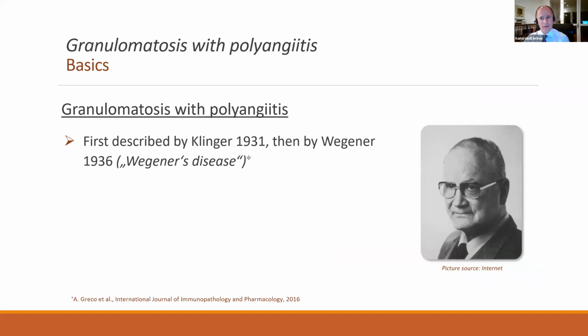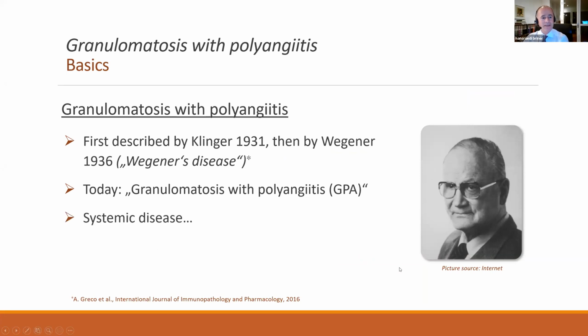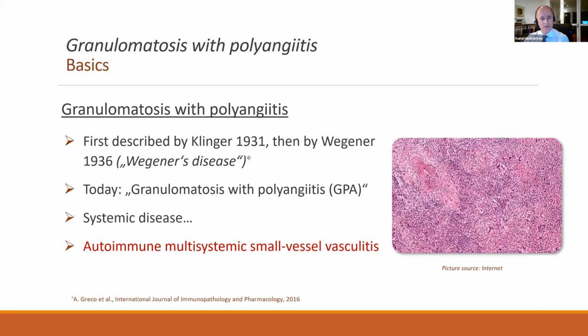We heard in the nice introduction by Professor Martin Segelmark that granulomatosis with polyangiitis was described already 89 years ago, first by Klinger and 5 years later by Wegener. And you also heard why the disease is now renamed granulomatosis with polyangiitis. It's because of the role, which was unclear, of Wegener during the Second World War. It is a systemic disease. We heard that quite impressively in the last talk. So it is more specifically an autoimmune multisystemic small vessel vasculitis.